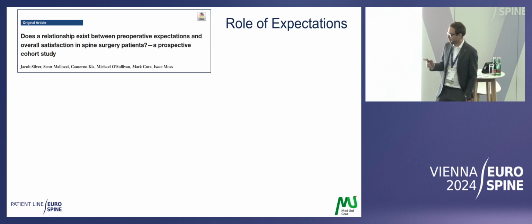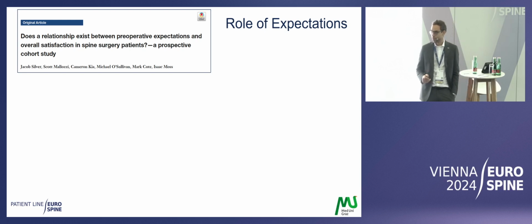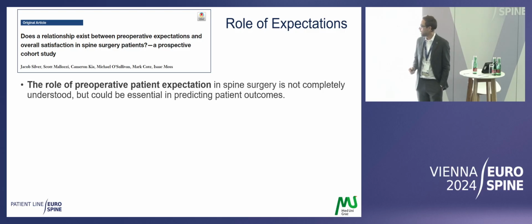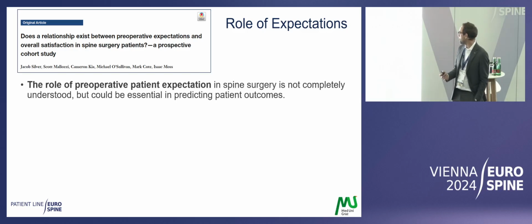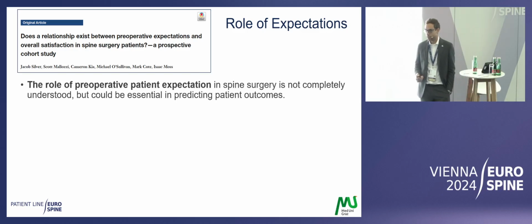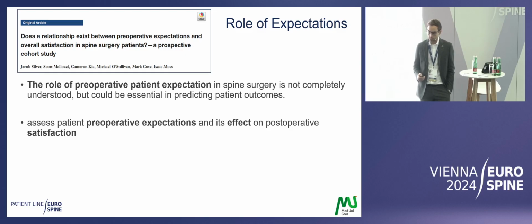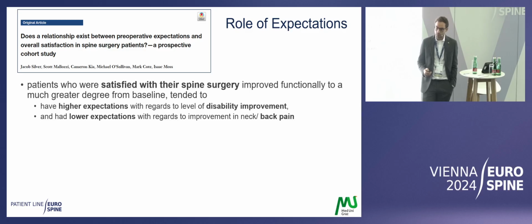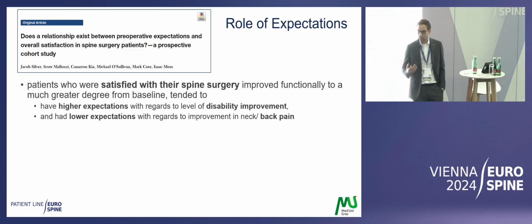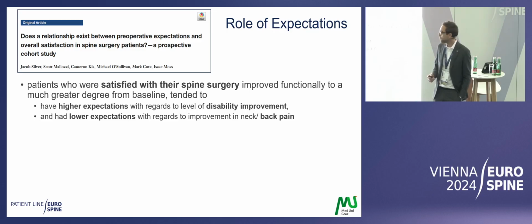This is another study published just a year ago, still focusing on the same problems. And the author, several years after the first study, still states it's not completely understood how these expectations influence our outcomes. And again, they looked at this effect of expectations. And what they found is that satisfied patients with spine surgery improved functionally to a much greater degree. Yeah, that's not very surprising.